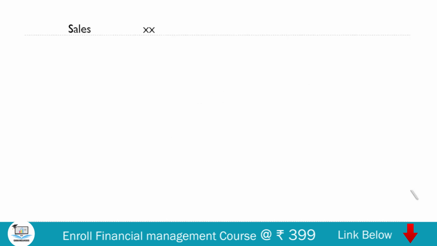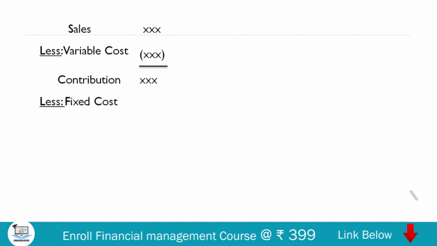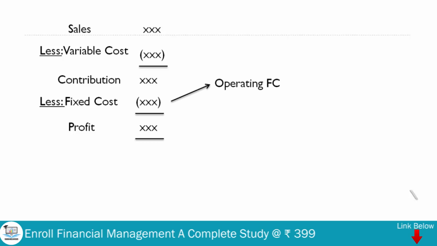From sales, if you remove the variable cost, which is one component of the cost, what you will get is known as contribution. And from contribution, if you remove fixed cost, you will get profits. But again, there are two components in fixed cost. The first component is operating fixed cost, which are necessary for running the business. The other one is non-operating fixed cost. They are not necessary for running, but still we have to incur. Fine. Now we'll build these two types of fixed cost also into the profit computation. So we'll see how it works.